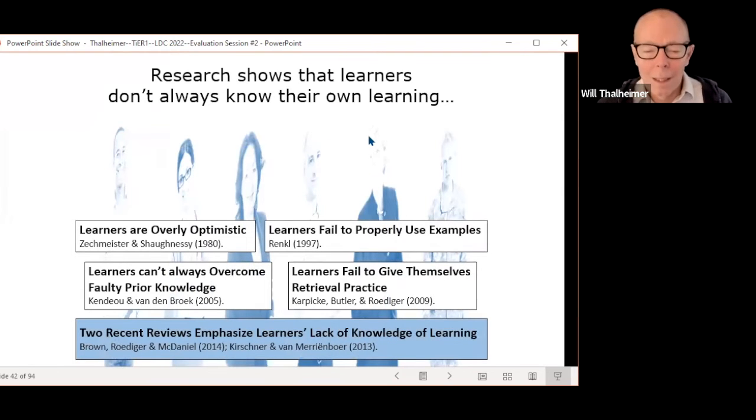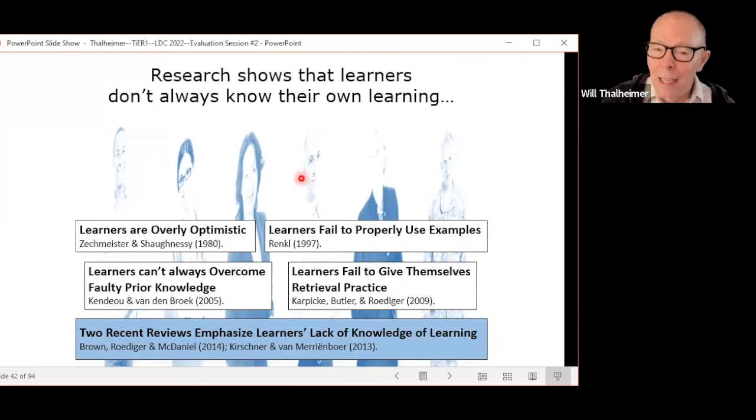Okay, so here's another problem. Our learners are not always good judges of learning. This is the question I asked before. They have a lot of misconceptions about how learning works. I've been reading some recent research, and the researchers seem to be making fun of learners or something, but it's all about how the learners don't know what they're doing.